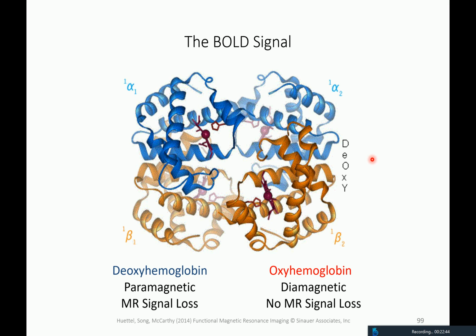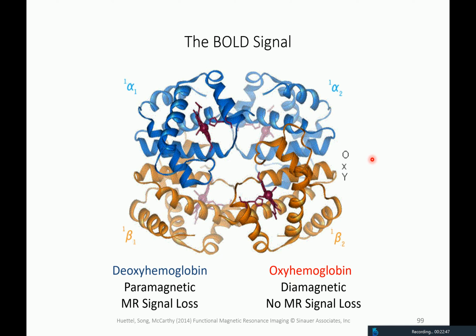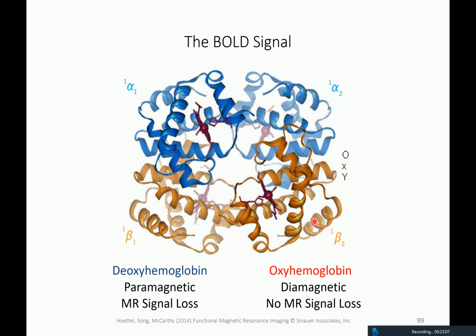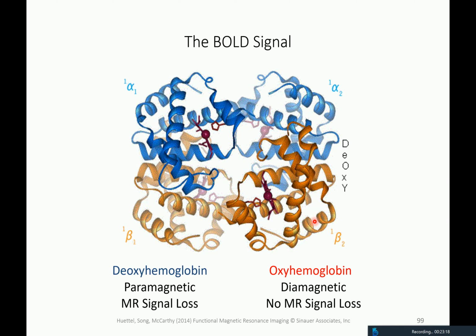And the idea is that this changes the magnetic properties of the hemoglobin. So if the spatial configuration of the heme units is a certain way, as in deoxyhemoglobin, then it is paramagnetic, and it affects the magnetic field and induces signal loss. If it's in the oxyhemoglobin configuration, then it's diamagnetic and doesn't affect the MR signal, so it doesn't have an effect on the local magnetic field. So that's the microanatomy story of why oxygenated and deoxygenated hemoglobin affect the magnetic field.